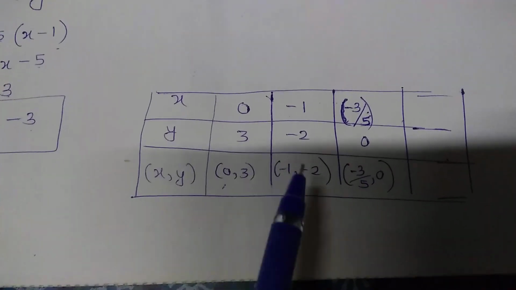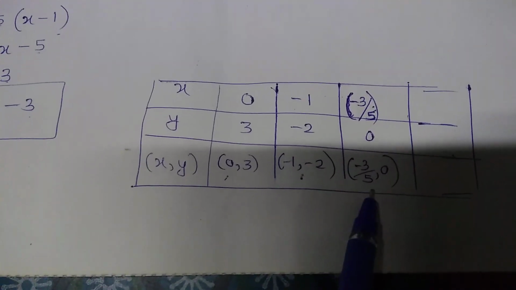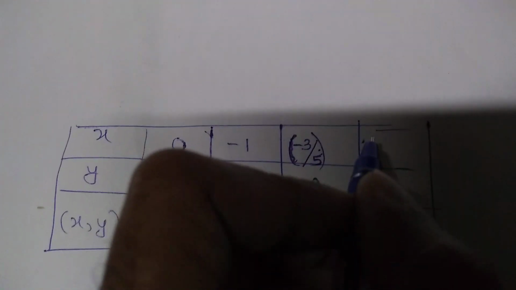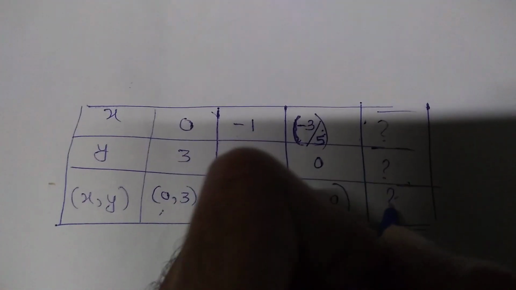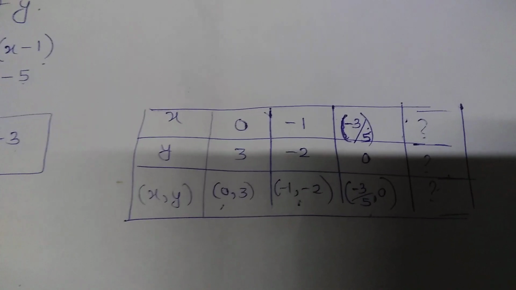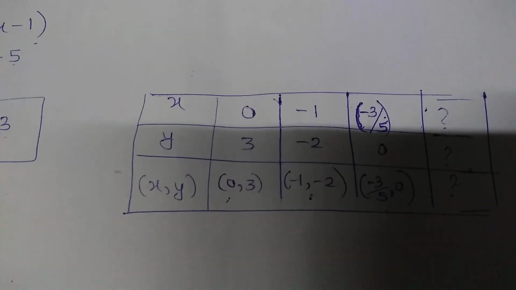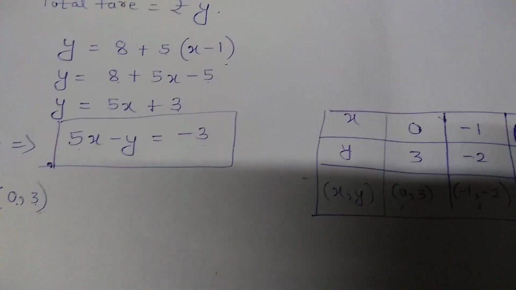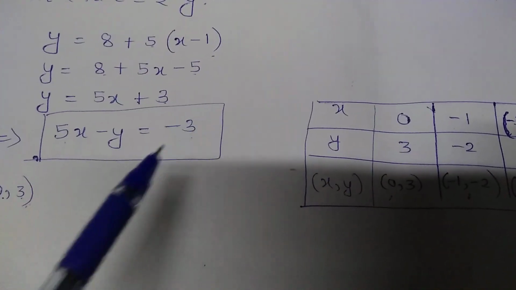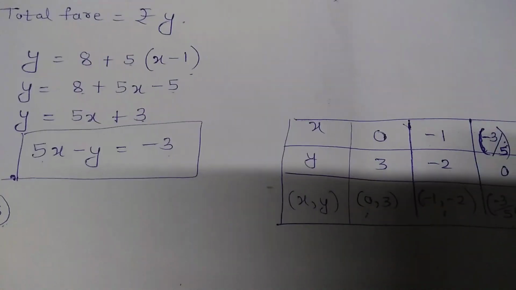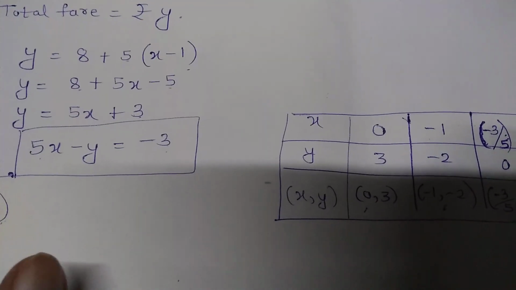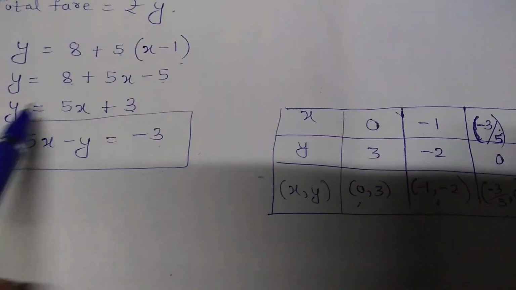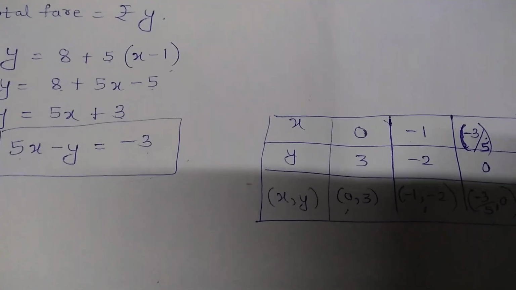So the first one is 0, 3, the second one is minus 1, minus 2, minus 3, 5, 0, and so the fourth coordinate you will be taking as homework. So you will be writing the fourth coordinate and you will be drawing the graph of this particular linear equation. I have already taught you how to draw the graph of a linear equation in two variables. If you have not understood it, you can refer to the previous video, and draw the graph of this particular linear equation in two variables.